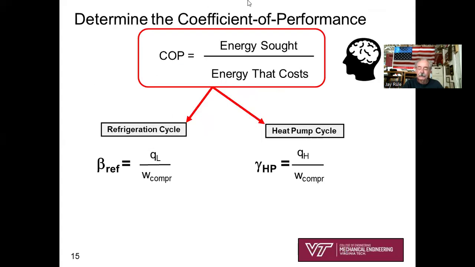So really now you're down to answering the questions that were asked of you. First is the coefficient of performance. In your head, you remember the coefficient of performance is the energy sought over the energy that costs. Depending on your application, whether it's a refrigeration cycle, refrigerator or air conditioner, or a heat pump cycle where you're trying to heat something inside, that's going to determine the coefficient of performance numerically. You see that you've already determined all these values on the right-hand side.